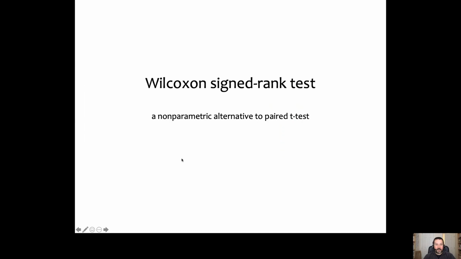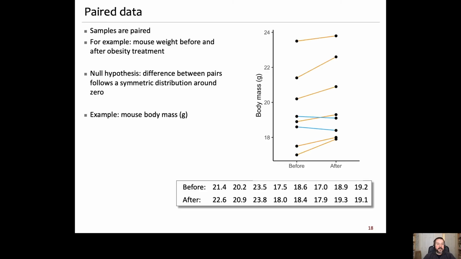The next test is the Wilcoxon signed rank test. These names are a bit of a mouthful. The previous test was called the Wilcoxon rank sum test or Mann-Whitney test. That's why I prefer to call it the Mann-Whitney test, just to make a clear difference. This one is the Wilcoxon test. It's a non-parametric alternative to the paired t-test.